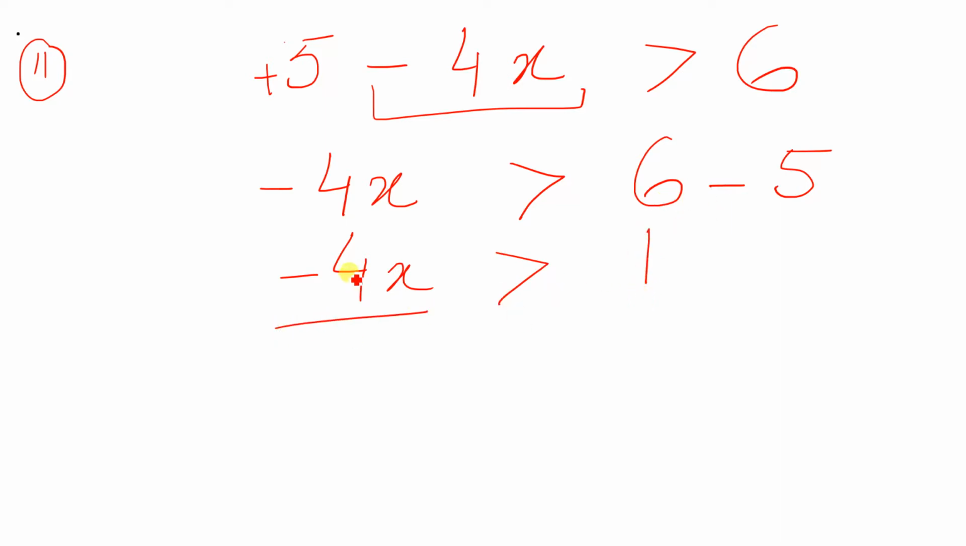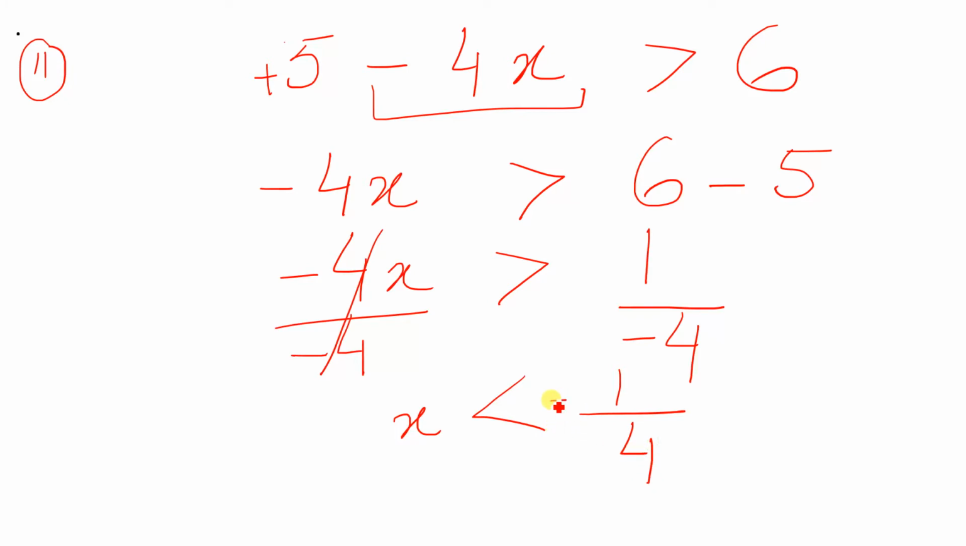Here we have to divide both sides by the negative number, which is -4. So this will cancel, and x will remain. Here we have 1/(-4), so the sign switches: x is less than -1/4, and this is our answer. Again, I am explaining that if we divide or multiply both sides of the inequality by a negative number, we have to switch the sign. If it is greater than, make it less than. If it is less than, make it greater than.